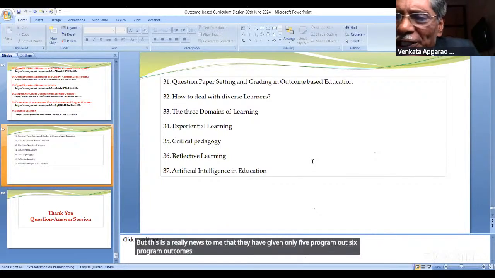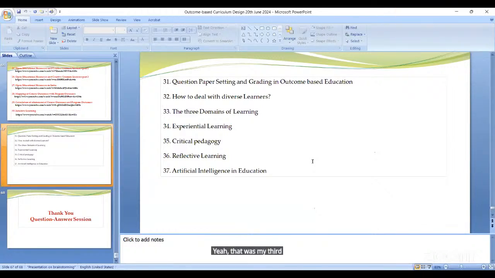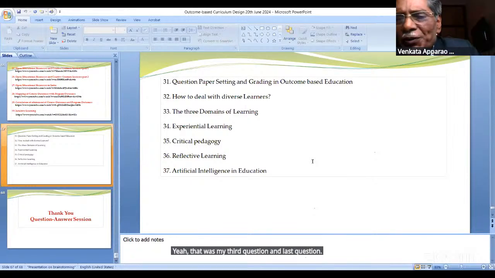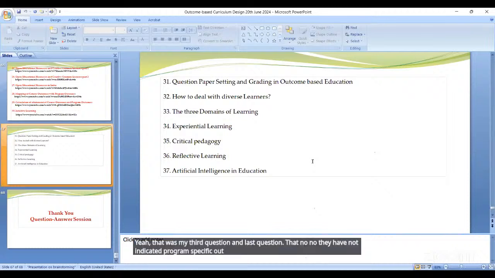Did they mention any program specific outcomes? Yeah, that was my third and last question. There must be program specific outcomes. No. They have not indicated program specific outcomes for management program.